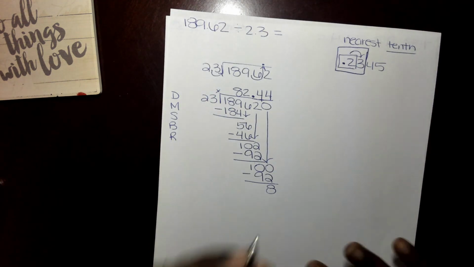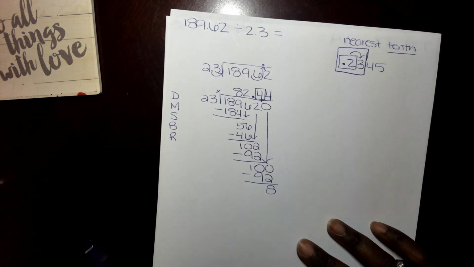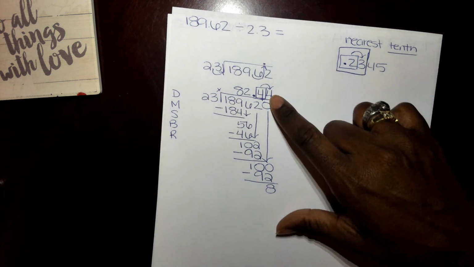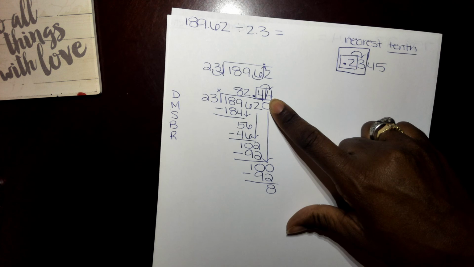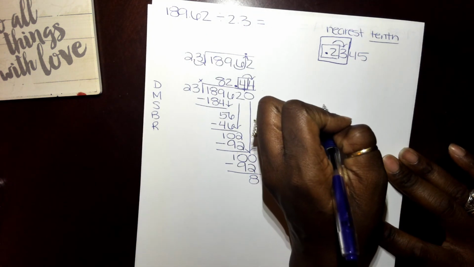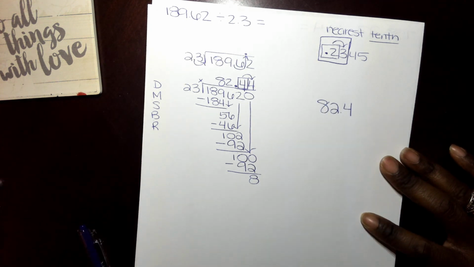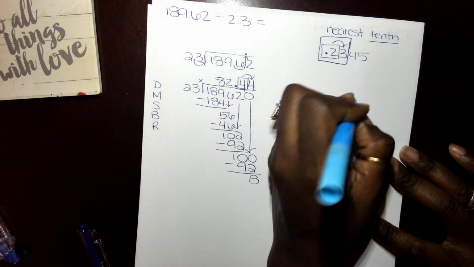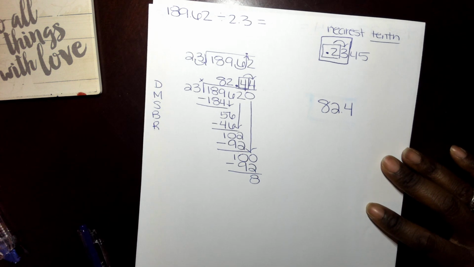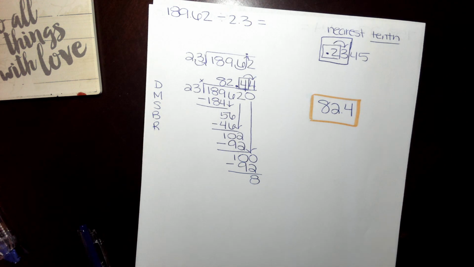So when I look at my tenths place, I have to look at my right-hand man to see what happens to him. Okay, and my number next to my tenths place is not 5 or more. So my 4 will stay as it is. So my quotient would then be 82.4 for my answer. Oh, my marker's going out. 82.4 is my answer to the nearest tenth.